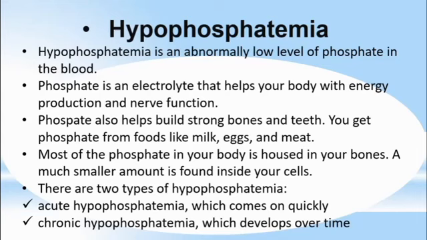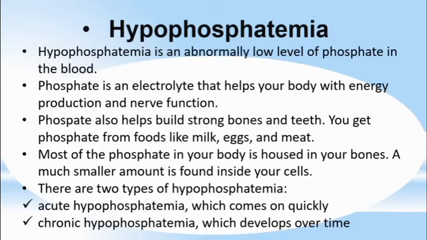Hypophosphatemia. Hypophosphatemia is an abnormally low level of phosphate in the blood. Phosphate is an electrolyte that helps your body with energy production and nerve function. Phosphate also helps build strong bones and teeth. You get phosphate from food like milk, eggs and meat.